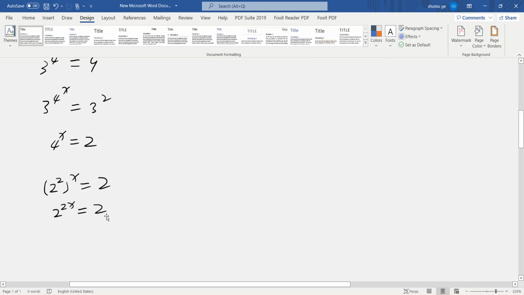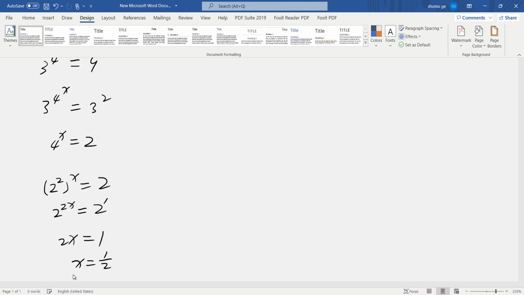Here also the base is the same. But here the exponent is 1. So 2x equals 1. The base is the same, so the exponents are equal. So x equals 1/2 is our solution.